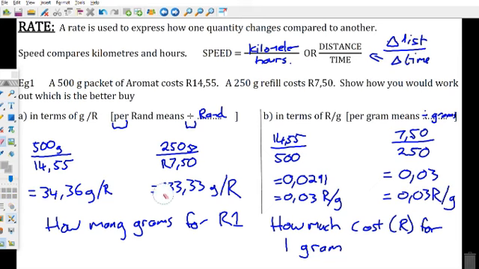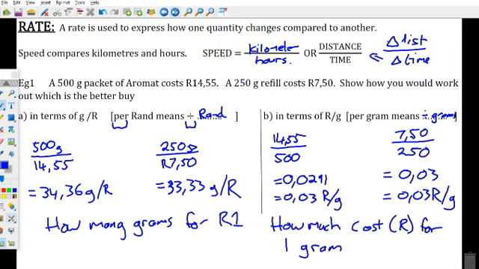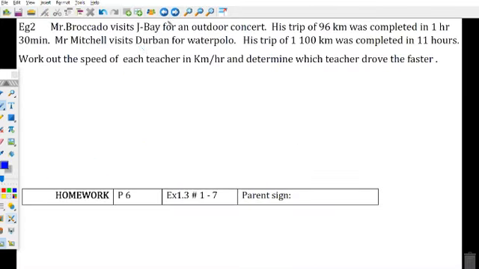Where's that come from? Where's that rand come from? There we go. 33.33 grams of 1 rand for the refill. All right. So let's look at the next one.